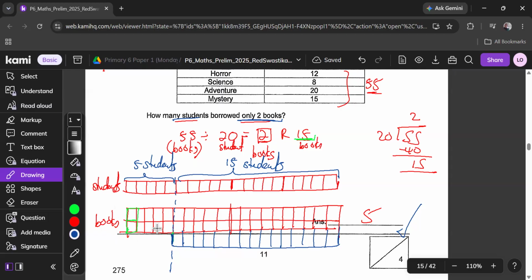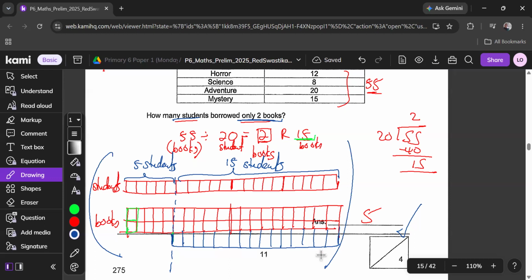Then how many students read only two books? 5 students. So the best way for you to understand is to see the picture, see the model. Then you can see why 5 students read two books. Okay, clear so far?